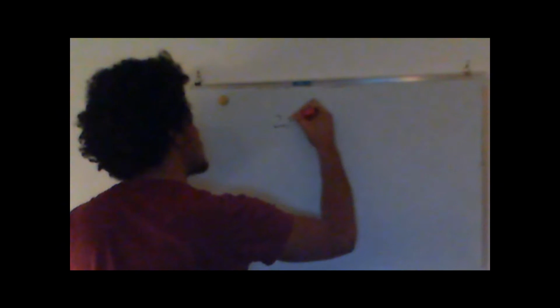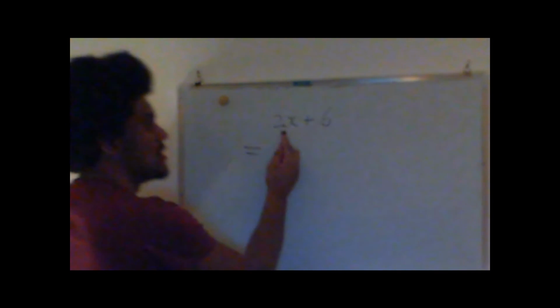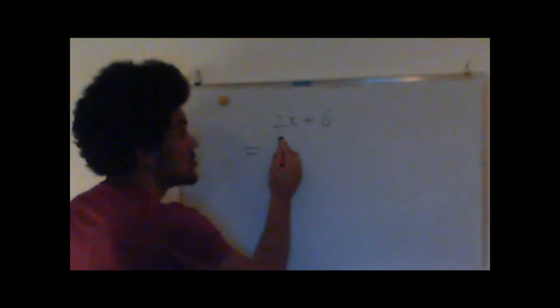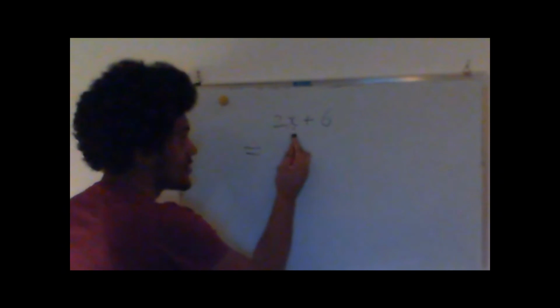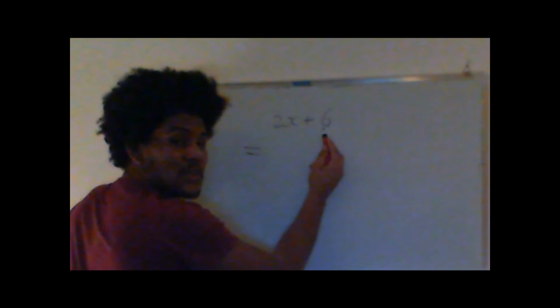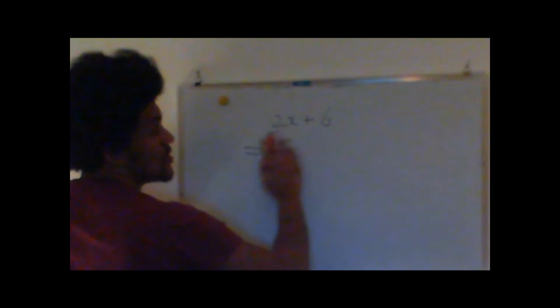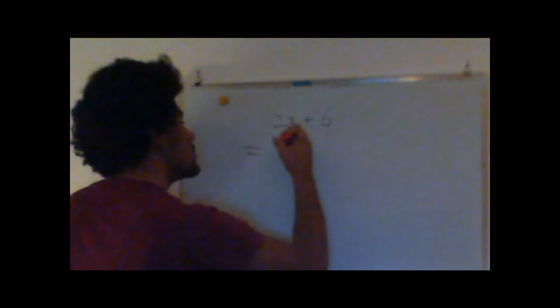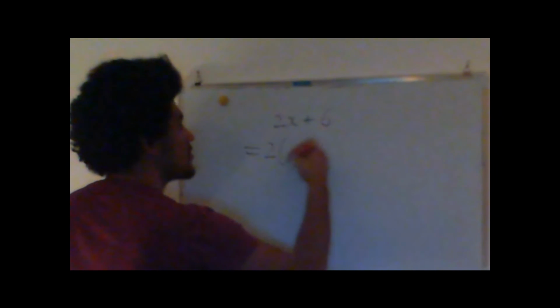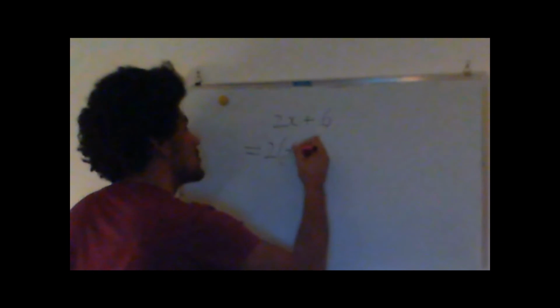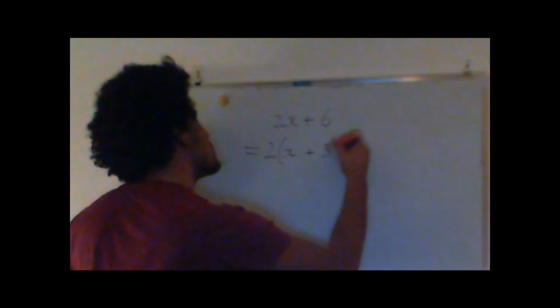If you look at another simple one, something like 2x plus 6. Then again, it's 2 times x, so you have a factor 2 and a factor x. And this is 2 times 3, so you have a factor 2 and a factor 3. So you can take out the 2, and then you have 2 times (x plus 3).